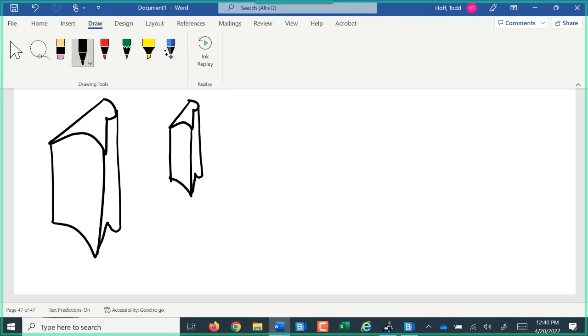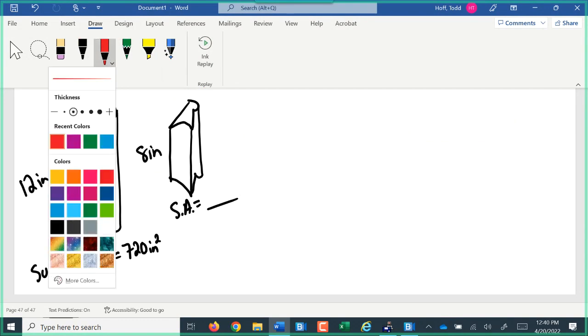And I tell you that this is just a reduction or shrinking of the other. This one has a height of 12 inches. This one has a height of 8 inches. And I tell you that the surface area of this one is 720 inches squared, and I want to know the surface area of this one.